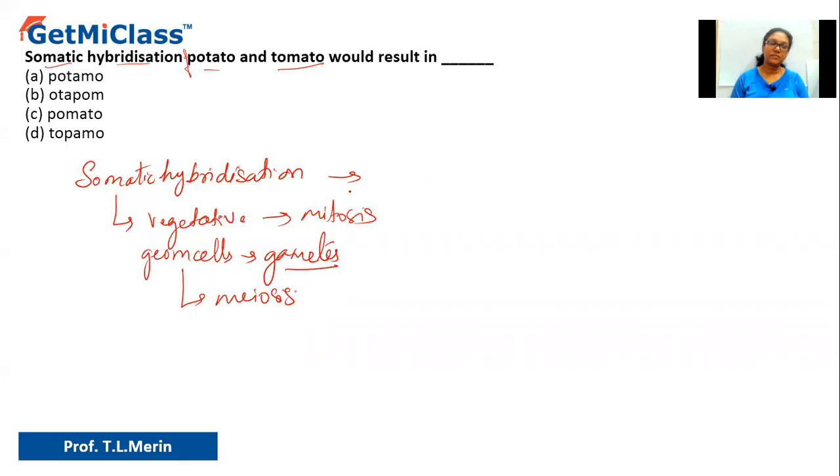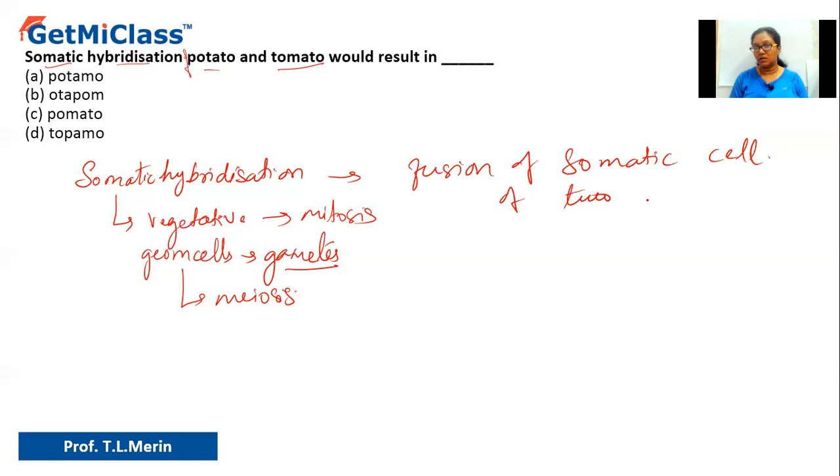So what is somatic hybridization? Somatic hybridization is nothing but formation of a hybrid using somatic cells. You can say fusion of somatic cells. Here we are talking about potato and tomato, so we are talking about fusion of somatic cells of two different plants.